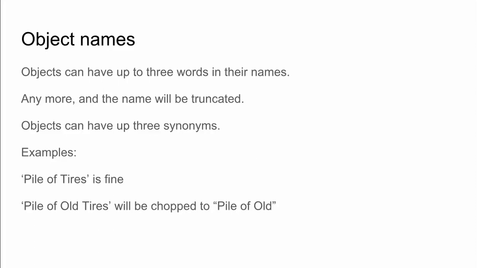So make sure that your object names are no more than 3 words. Like pile is fine, right? You know, tires is whatever. So 1 or 2 words is fine. The key, the rusty key, the old rusty key, that's okay. The old rusty skeleton key, well, now you've got a problem, right? That's 4 words. So just keep your names short.